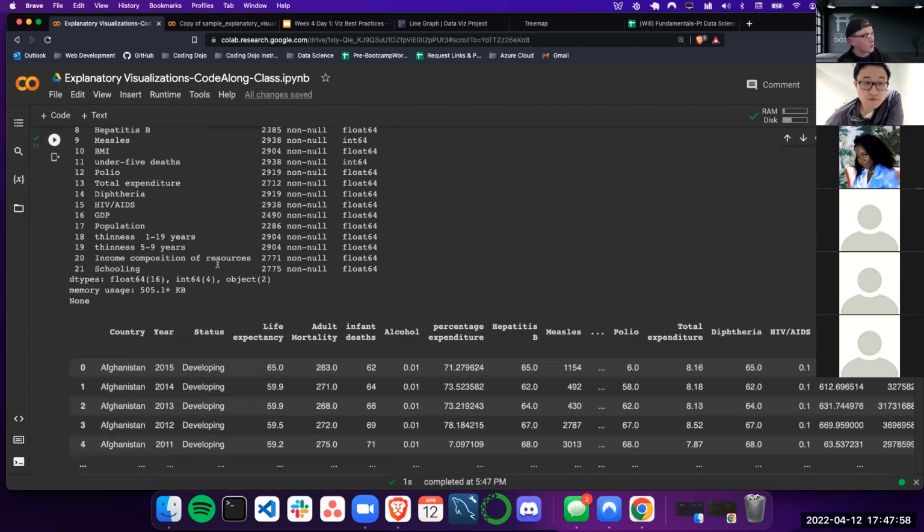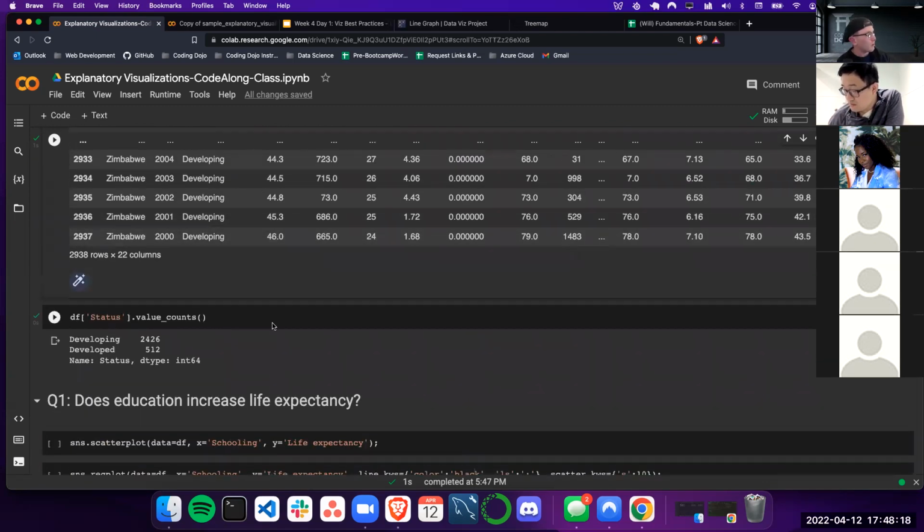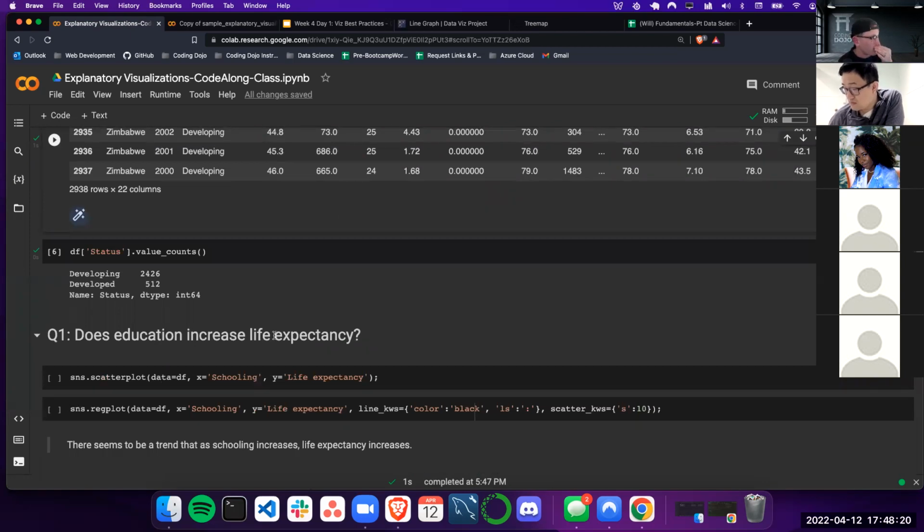When I'm dealing with these questions, I might want to understand how a country with the status of developing compares to that of developed, right? That's just by knowing my data, going in and understanding what's going on. I can use these tools to maybe create a hue or to do specific things. So our first question is, does education increase life expectancy?